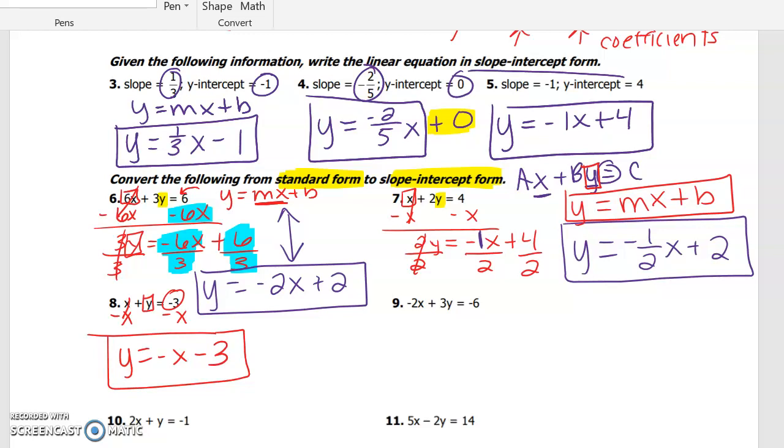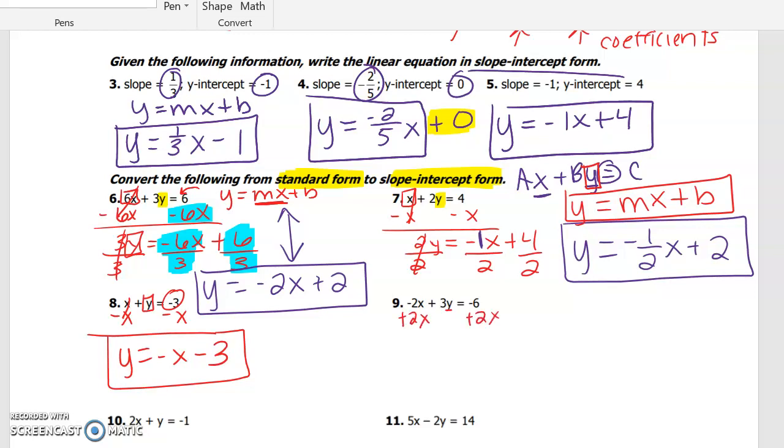All right, let's try number 9. Okay, so again, it's currently in standard form. We want to get it into slope-intercept form. So I want to get this y by itself. And the first thing I want to do is move this x term out in front. So notice how my x term is negative now. So in order to bring that to the other side, I want to add it.